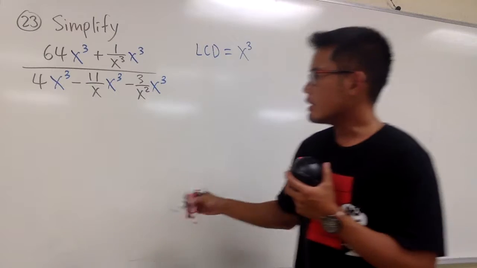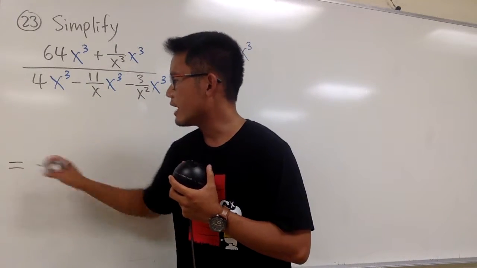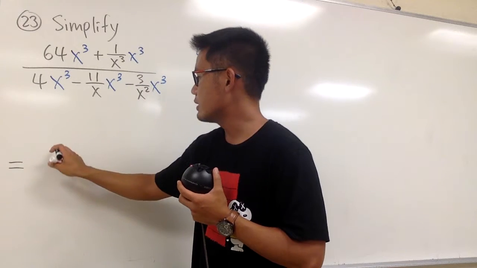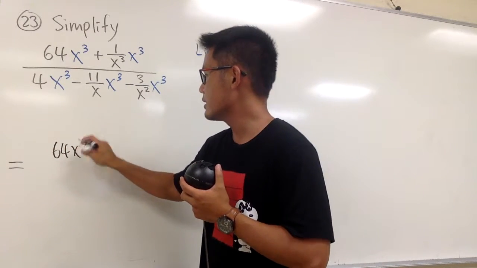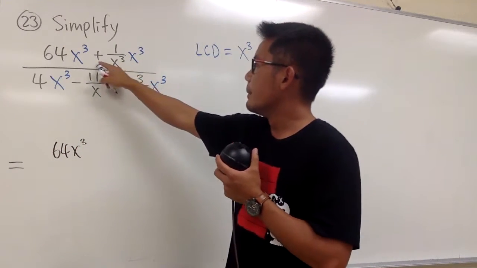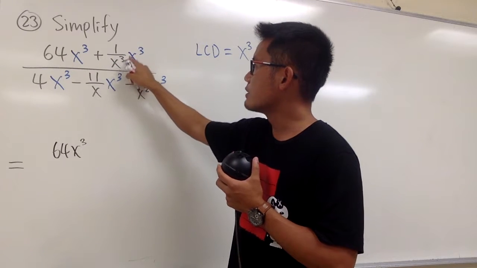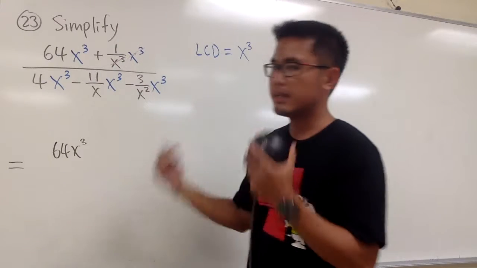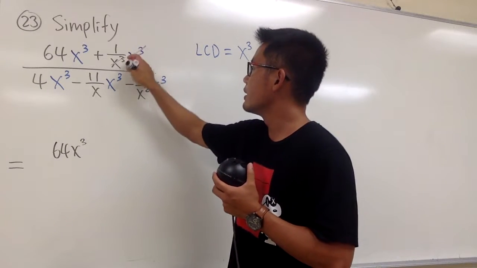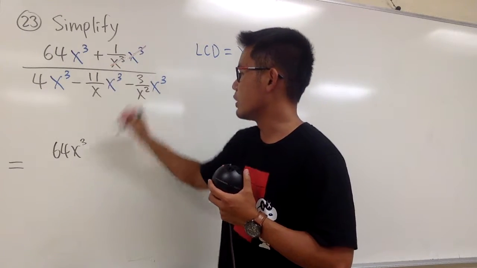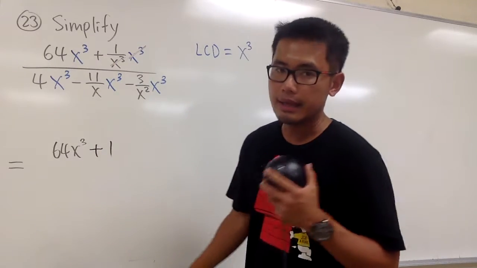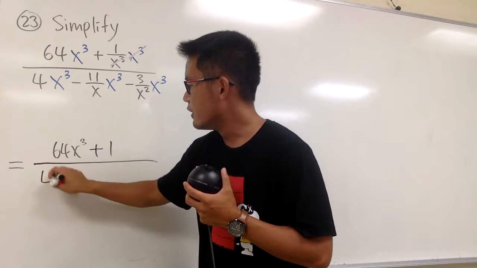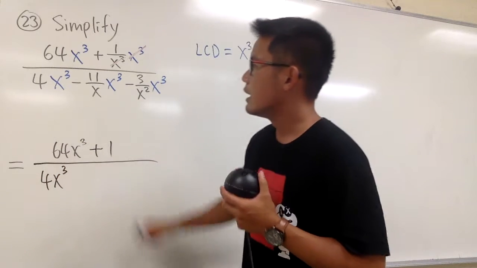And now, let's just see what we end up with. Here, this is just 64x to the third power. That's just how it is. And you see that positive 1 over x to the third power times x to the third power, well, x to the third power, they cancel each other out completely, right? So we'll just have the plus 1 left. And then over the first term right here is 4x to the third power.